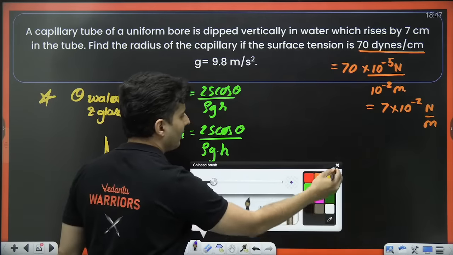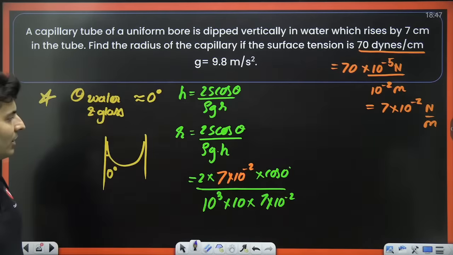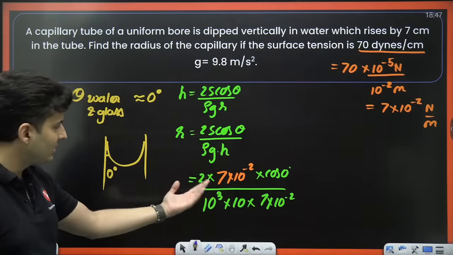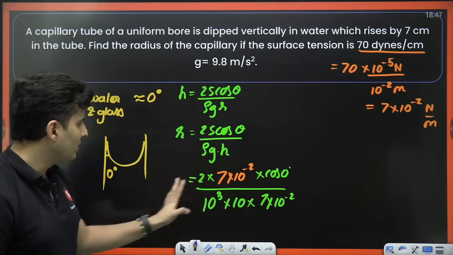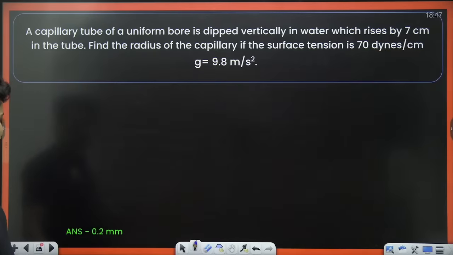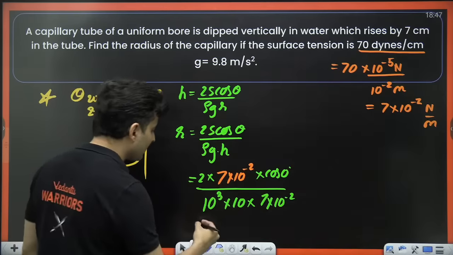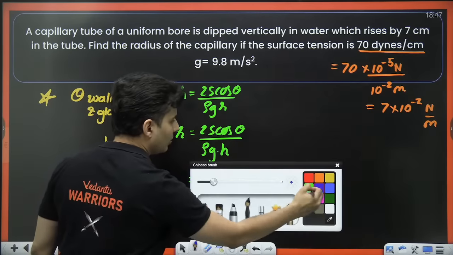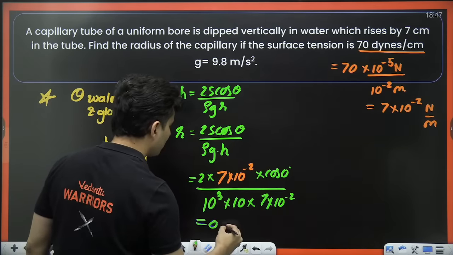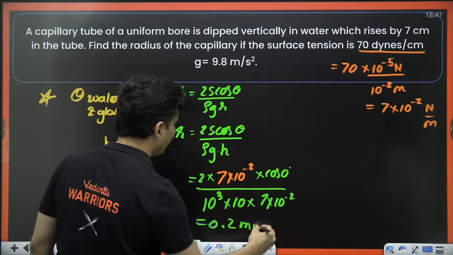How much will the answer come out to be, my dear warriors? Just check it out. This one, 0, this will cancel. I think it should be coming out as just 0.2 millimeters or something. Yes, it is coming out as 0.2 millimeters.